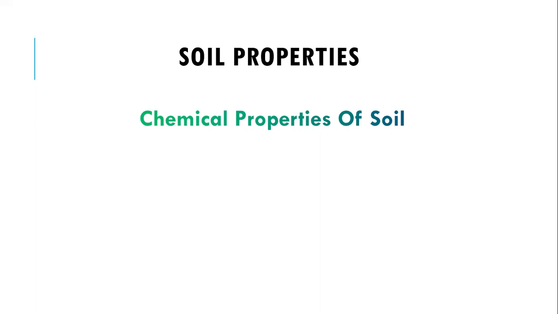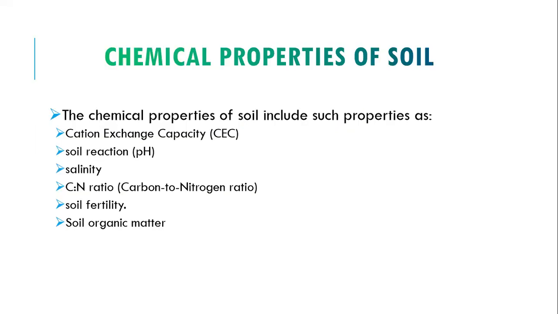Topic is soil, and we are discussing soil properties. Specifically, we are in the chemical properties of soil. In the past video, we discussed some of the chemical properties of soil, such as the cation exchange capacity, soil reaction, soil salinity. We listed all of them: C:N ratio, that is carbon to nitrogen ratio, soil fertility, and the soil organic matter.